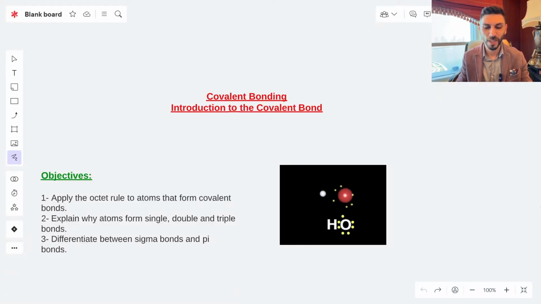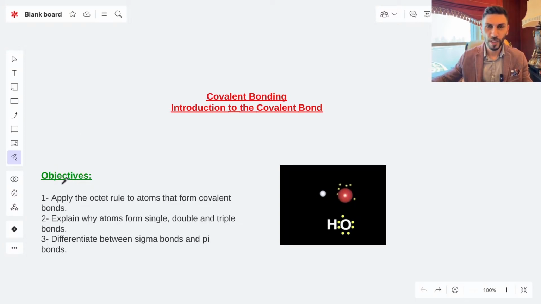This is Mr. Kusai, and today we're going to continue studying chemical bondings. Today we're going to study a new type of chemical bonding, which is the covalent bonding, and it's going to be an introduction to the covalent bonds.